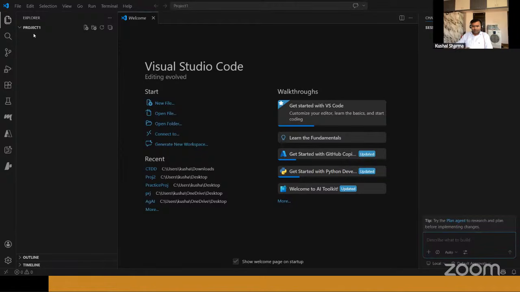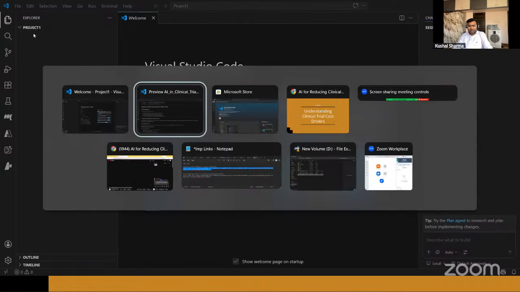This is step number one, Visual Studio Code. If you are doing it in parallel, you may pause the video. You can go to the Microsoft Store and install it from there. Once you have installed it, you can come back and follow the video.